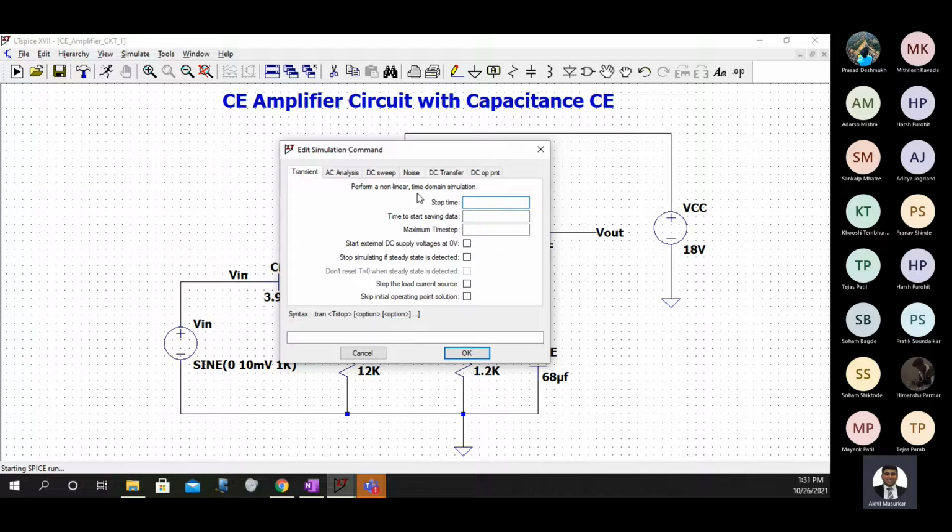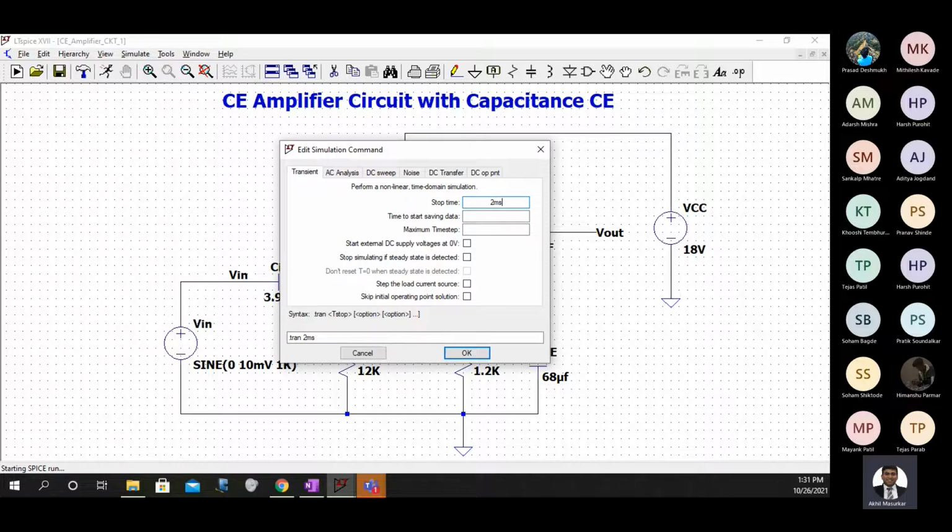So first we'll run the transient analysis. Stop time, I'll say like 2 milliseconds, because our frequency is 1 kilohertz. So if I want to see one cycle of the signal, I will have to put at least 1 millisecond as the stop time, so that I will be able to see one complete cycle.